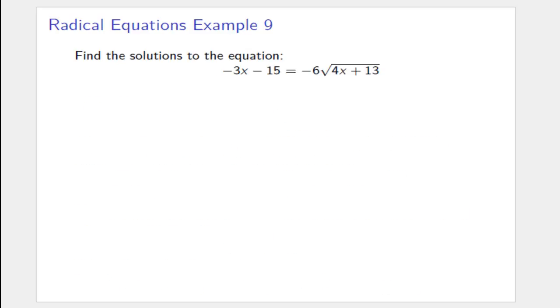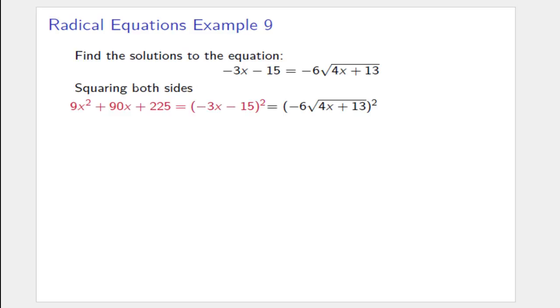Now let's use this to finish solving the equation negative 3x minus 15 equals negative 6 times the square root of 4x plus 13. Squaring both sides, we get (negative 3x minus 15) squared equals (negative 6 times the square root of 4x plus 13) squared. On the left, we need to square out this polynomial. Doing that, we get 9x squared plus 90x plus 225. If you'd like to see the steps of this done out, you can click the link above.